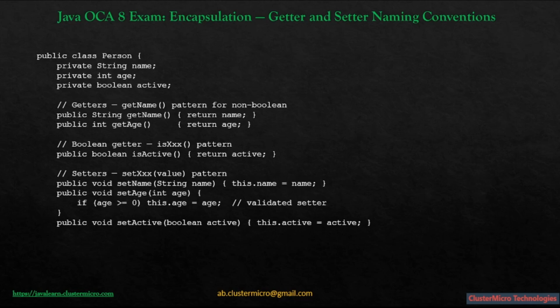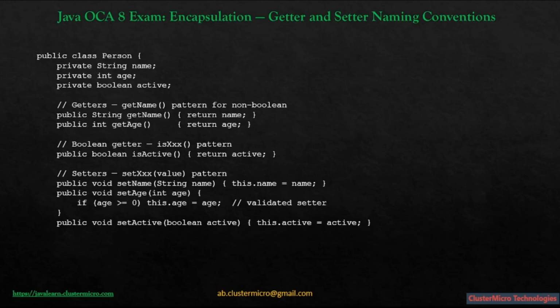Okay, so setter methods always follow the pattern set followed by the field name, regardless of the field type. A setter method is usually declared as void and accepts one parameter of the same type as the field it modifies. If you see the example here, public String getName() { return name; } and public int getAge() { return age; }. For any non-boolean field, the getter is named get followed by the field name with the first letter capitalized. Field name is lowercase, getter is getName, and field age getter is getAge.